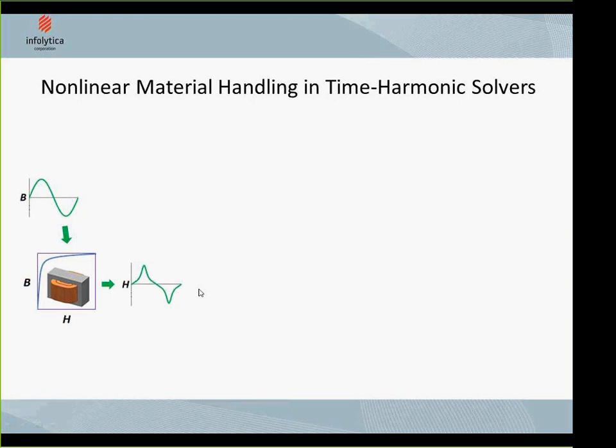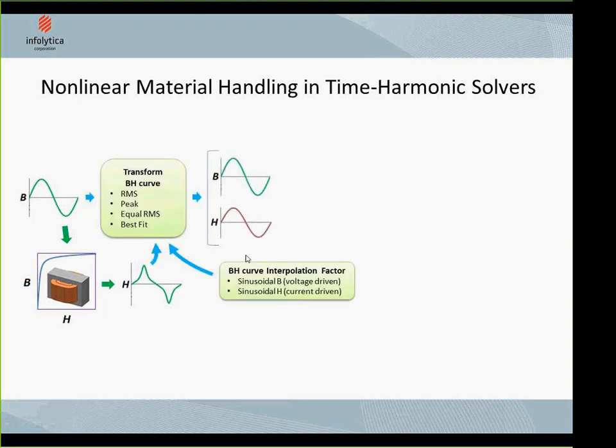So how does the time harmonic solver approximate this nonlinearity? It will use any of these methods. What we mean by that is, we need to transform the BH curve using 4 methods: RMS, peak, equal RMS, and best fit. It will take the sinusoidal B that you want, and also go to your BH curve and estimate the transient H waveform. And then it will also consider whether your field is B or H, and this has to be entered by the user. These 2 parameters have to be determined by the user.